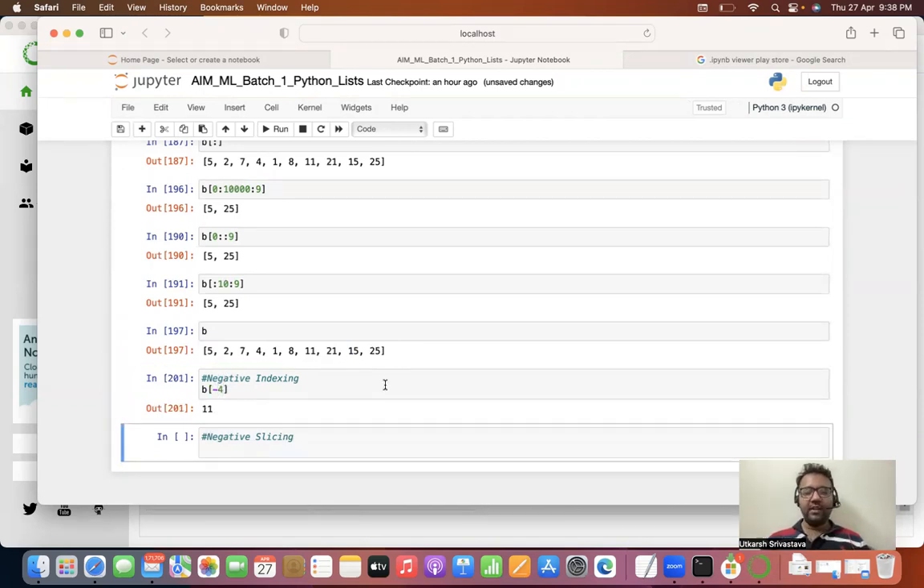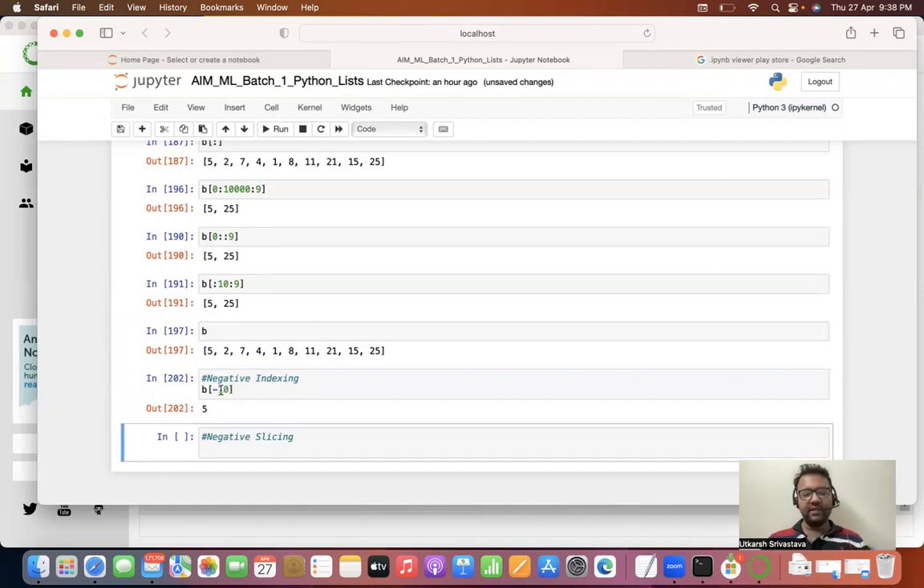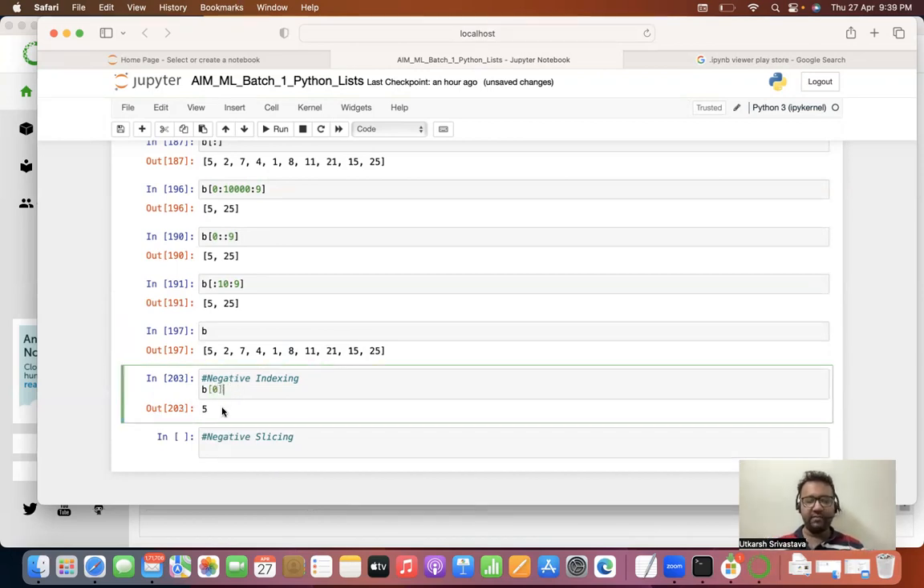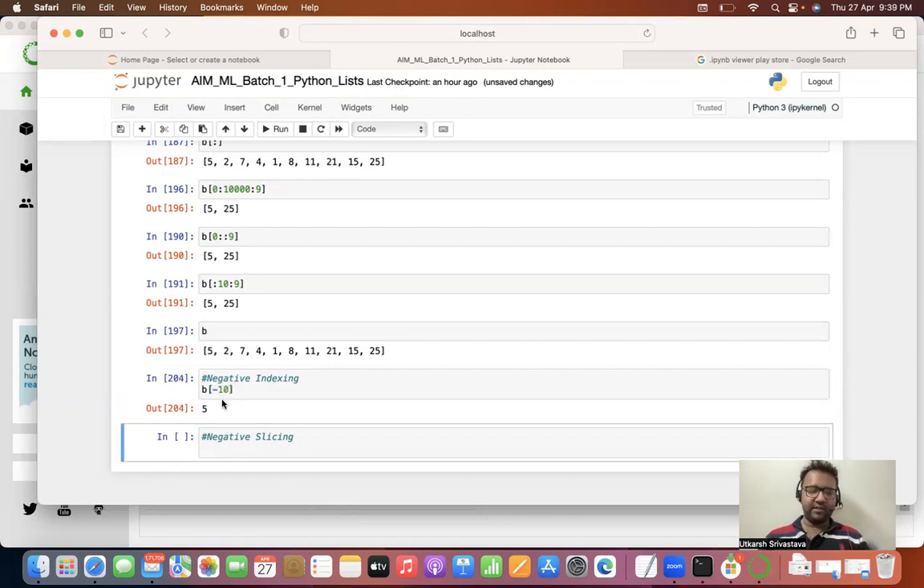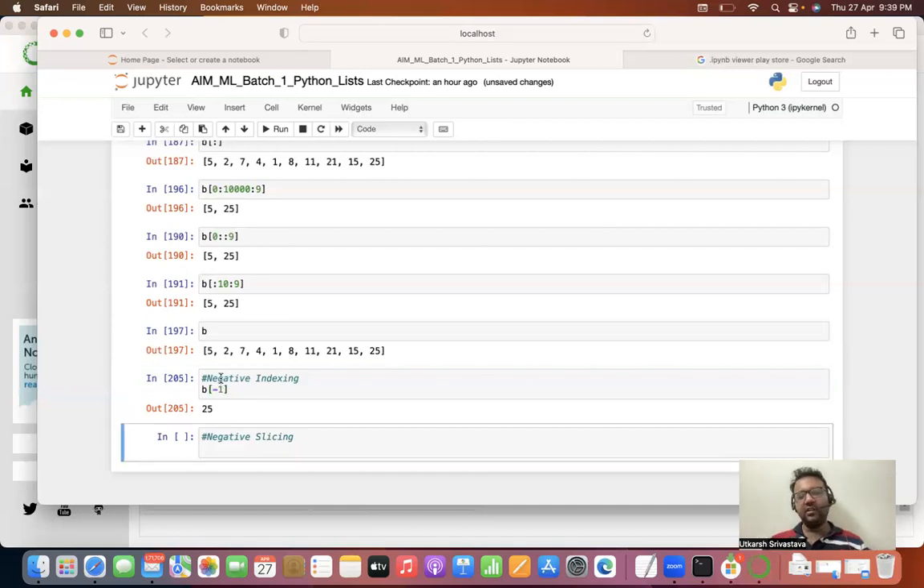So this is how the numbering in negative indexing goes. This is minus 1, this is minus 2, minus 3, minus 4, minus 5 and so on, till minus 10, as the length is 10. In negative indexing, there is no 0. It starts from minus 1 till whatever the length of the list is.